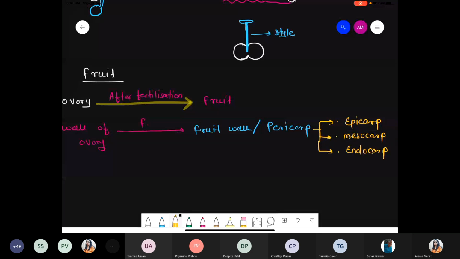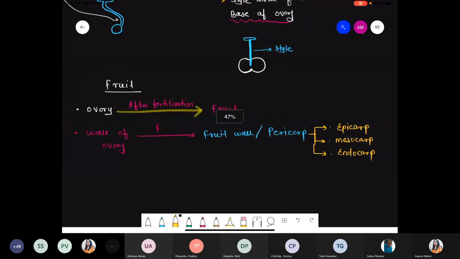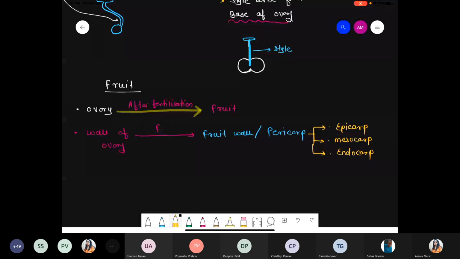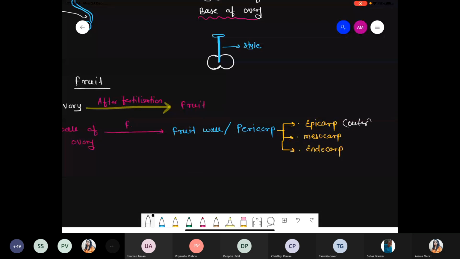Okay, so whatever we are talking about, the ovary after fertilization is converted into fruit. The ovary wall after fertilization is converted into fruit wall. Fruit wall is also called the pericarp. The pericarp is divided into three types: epicarp, mesocarp, endocarp. Epi is nothing but the outer one, meso is the middle one, and endo is the innermost layer. So these are the second part, the wall of the ovary, that is the fruit wall.